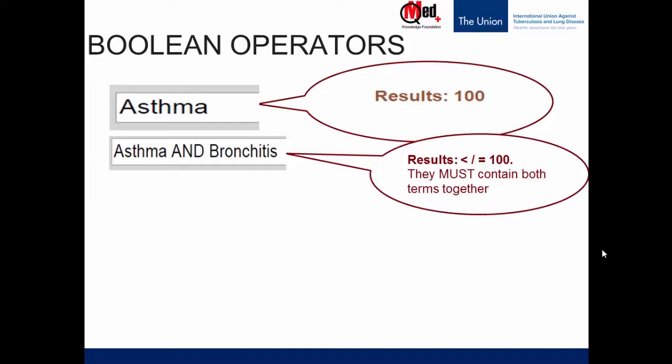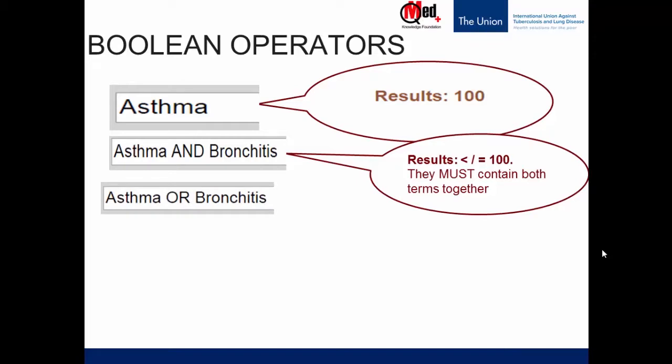I'm going to pause for a minute and say that if we think as humans, we tend to think that the results would be more than 100 because we are thinking of results about both. But the computer search engine is looking for items in PubMed that contain both terms together. And that is why the results will be less than 100.